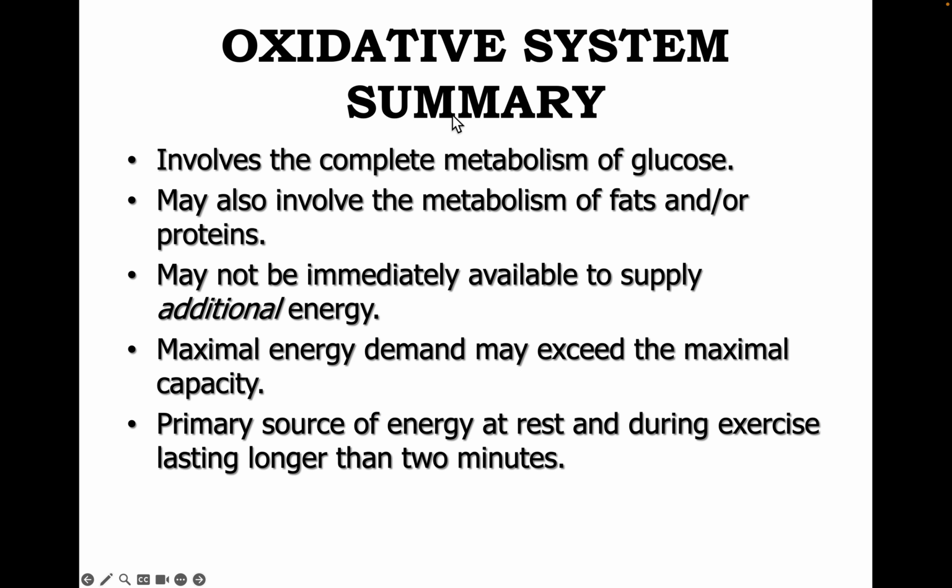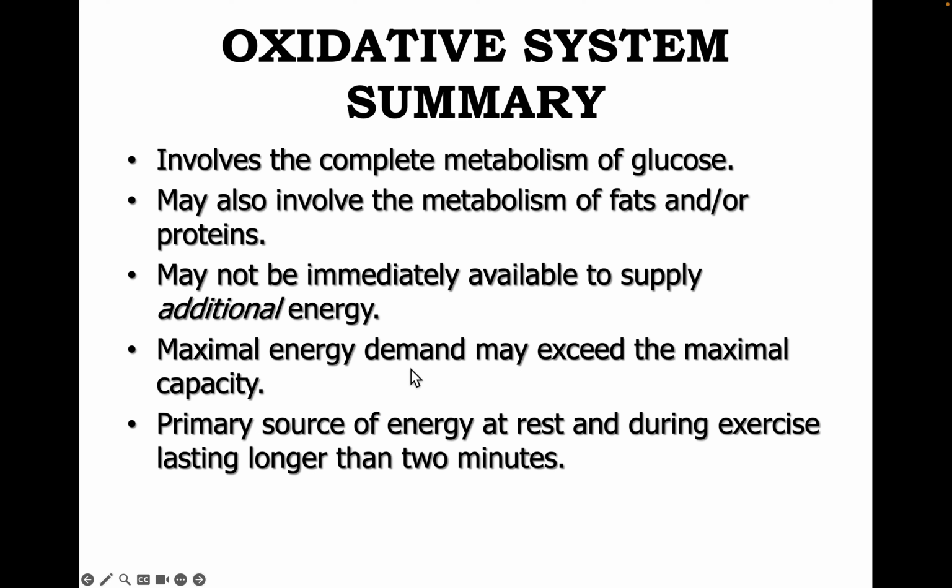So, oxidative energy system summary. This involves the complete metabolism of glucose. We break down glucose completely there. The oxidative system is also used to break down fats and proteins. Now, the important thing about the oxidative system, with all the different chemical reactions that are occurring, even more than glycolysis, is that it may not be immediately available to supply additional energy. Maximal energy demand also may exceed the maximal capacity of the oxidative system to produce ATP.